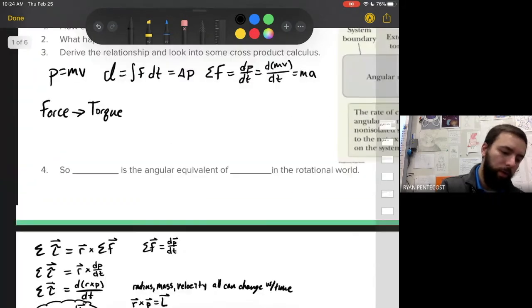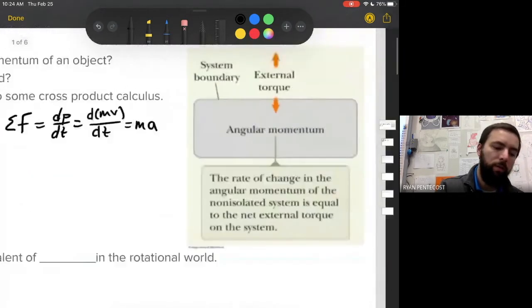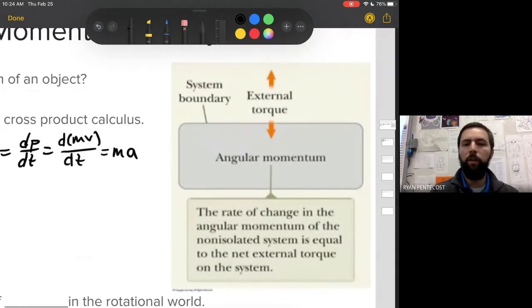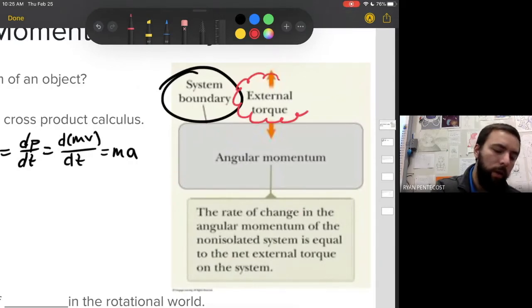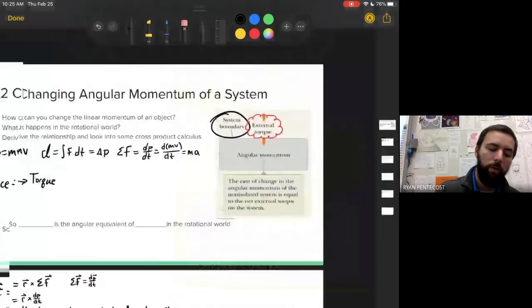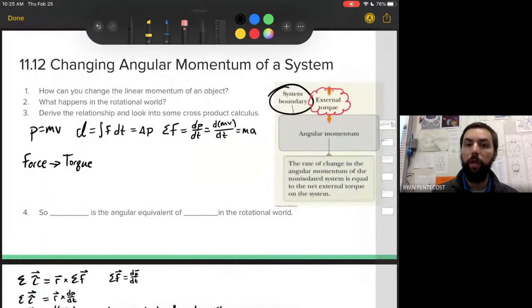Now, number 4 is the last part here. I do want to draw your attention over to this picture real quick. This is a similar image we have used to demonstrate conservation of energy. But when angular momentum is conserved within a system boundary, then you've got conservation. The thing that can add or take away the angular momentum of a system is external torque. It even says the rate of change in the angular momentum of the non-isolated system is equal to the net external torque of the system. So external torque can change the system by adding or taking away angular momentum.